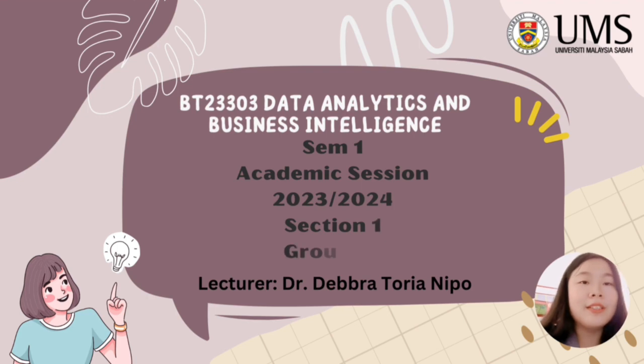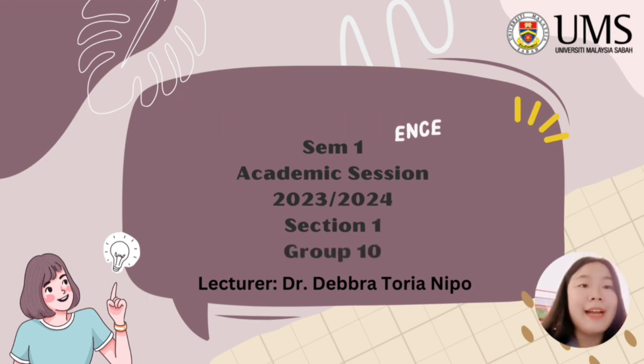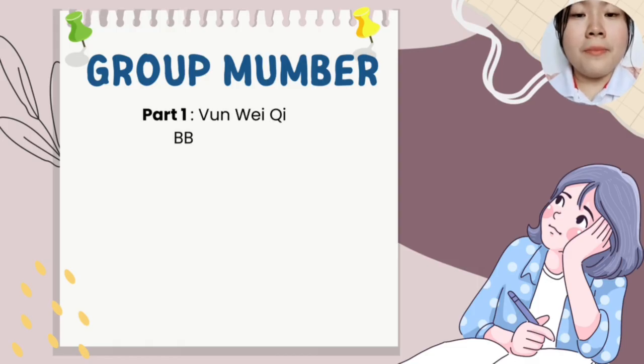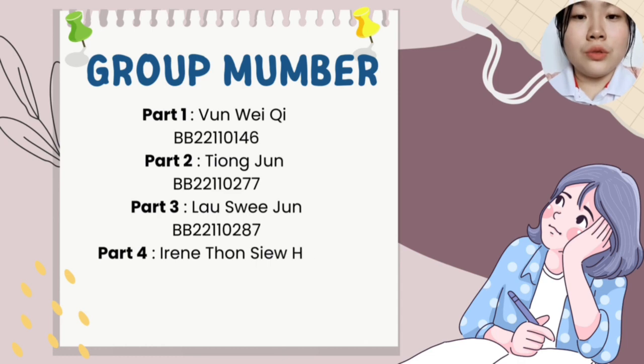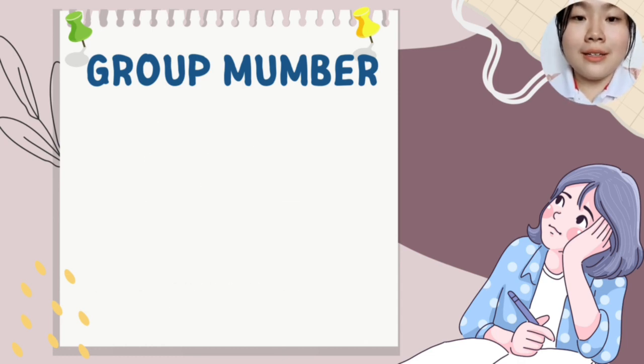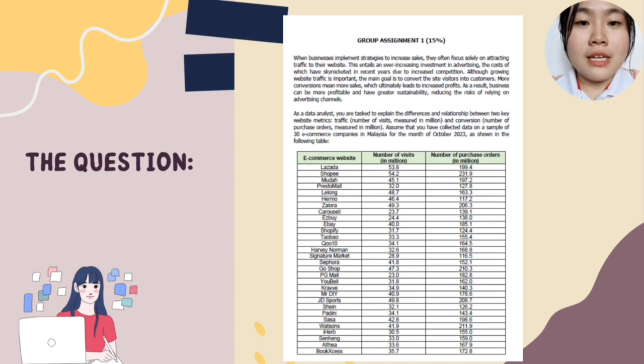We have distributed the test as shown in this slide. This is our group member list. Part 1 to 彭维七, Part 2 to 梁君, Part 3 to 老小君, Part 4 to Eileen Dong Xiu Hong, Part 5 to Evelyn.